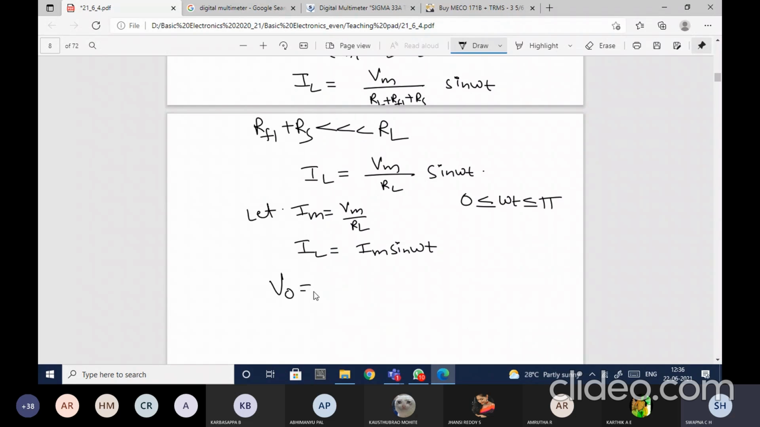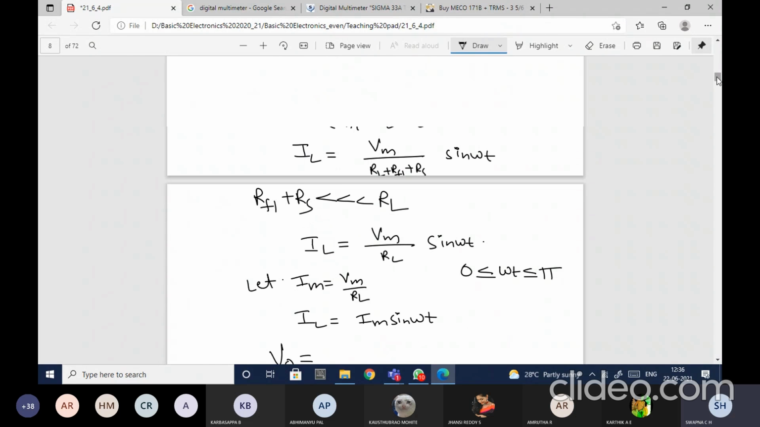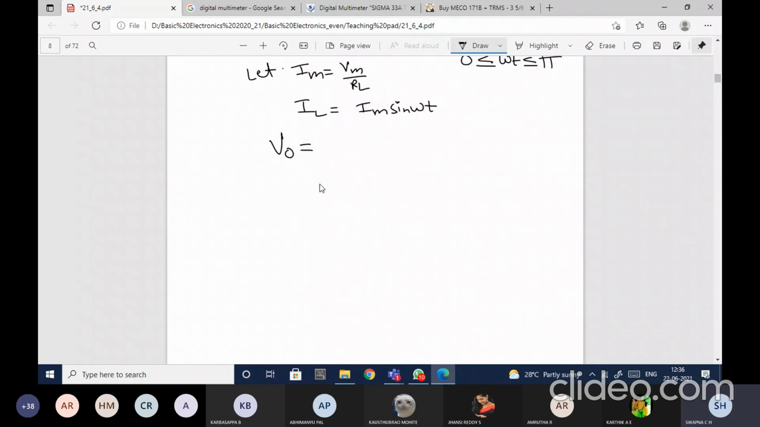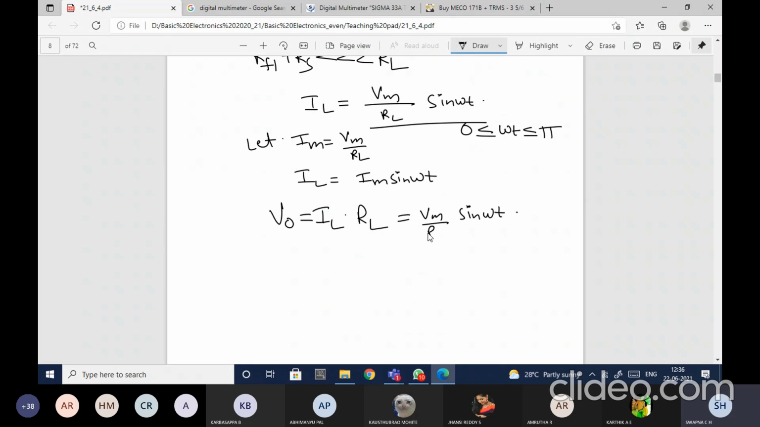Then V0 is nothing but the voltage across the load, which is the current flowing through it and the resistance there. The current flowing through it is IL and the resistance there is RL. So V0 is nothing but Vm by RL into sin omega t into RL. This RL and this RL will get cancelled, so here V0 will be nothing but Vm sin omega t. Just check here.